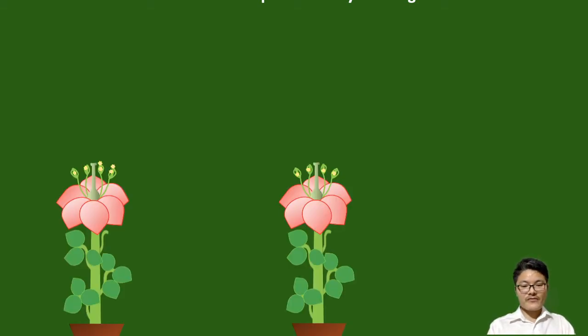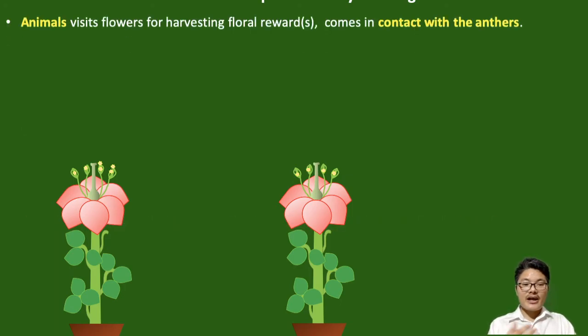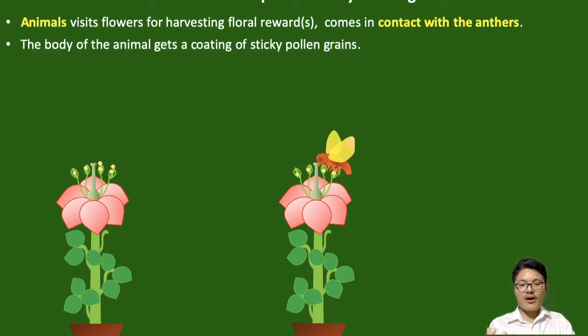Now, what is the mechanism of pollination done by biotic agents? Suppose we have two flowers which have to be pollinated by biotic agents. An animal usually visits flowers for harvesting a reward, which can be nectar or pollen grain. After coming in contact with the flower, some anthers stick to the body of the insect. The animal gets a coating of sticky pollen grains.